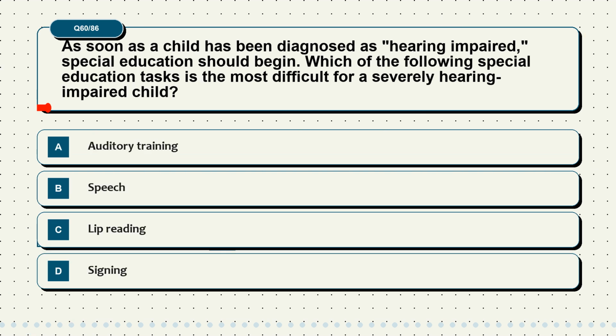Question 60. As soon as a child has been diagnosed as hearing impaired, special education should begin. Which of the following special education tasks is the most difficult for a severely hearing impaired child? Here are the options. Option A. Auditory training. Option B. Speech. Option C. Lip reading. Option D. Signing.